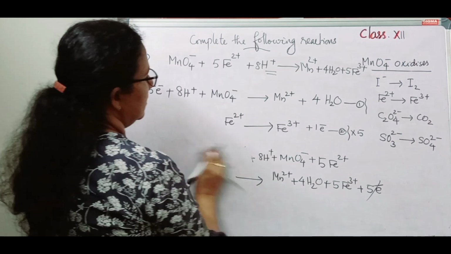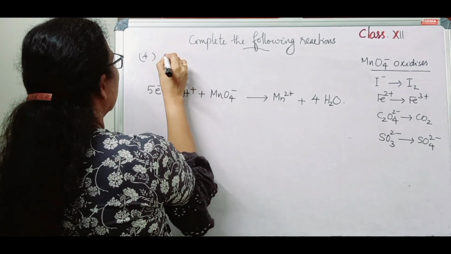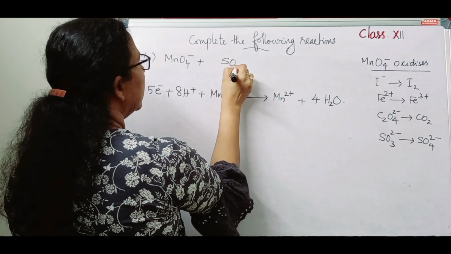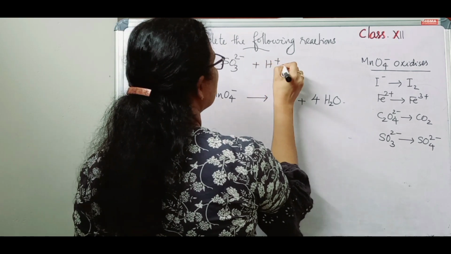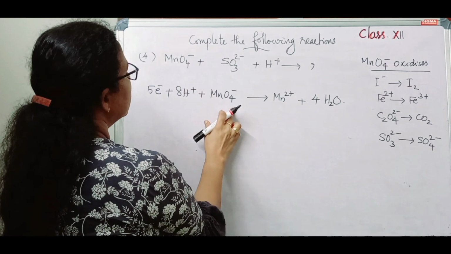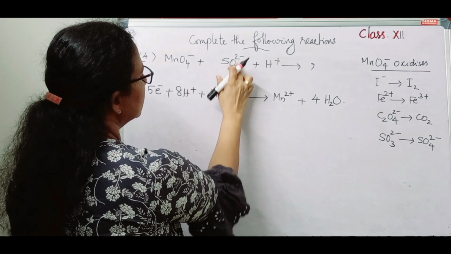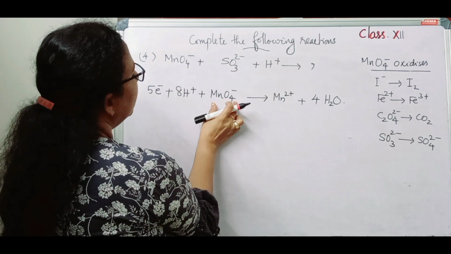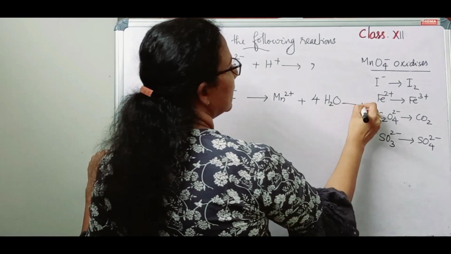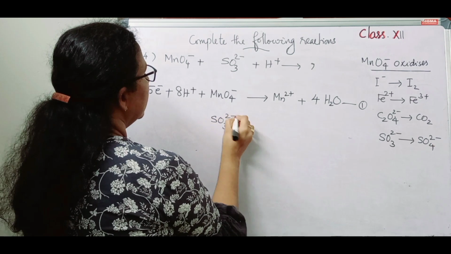Now we can write one more equation, that is, the fourth question: MnO4- plus SO3 2- plus H+ gives. So this is another question. Here also the first part is the same, MnO4- oxidizes SO3 2- in presence of acid. So MnO4- changes to Mn2+, and we are balancing this equation, and this is the first equation and this is the same.